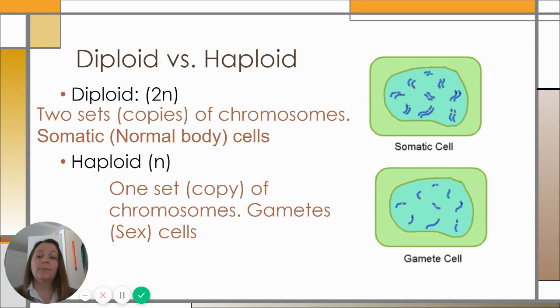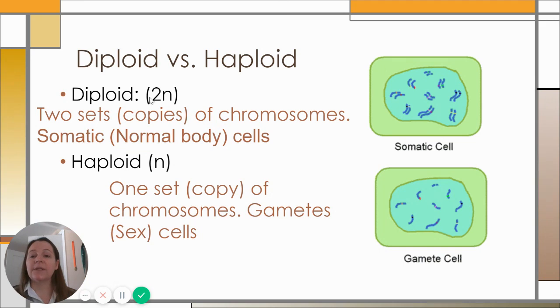So 2 times N, the normal number of chromosomes for whatever organism it may be. For us, it happens to be 23. You can think of N as being kind of like algebra. It's a variable. The number of chromosomes varies from organism to organism, so they just put the letter N in there to designate a normal number of chromosomes.